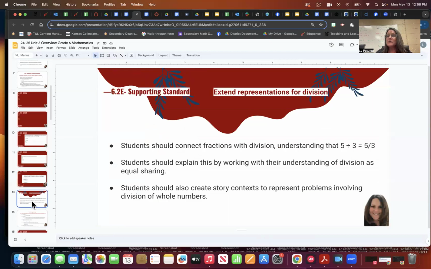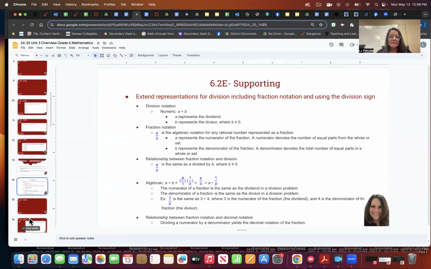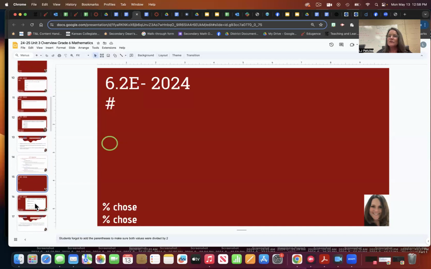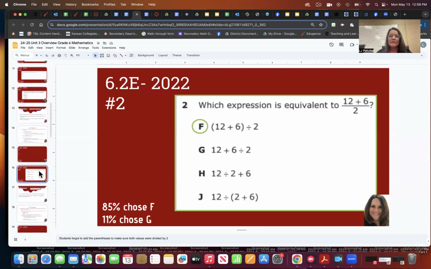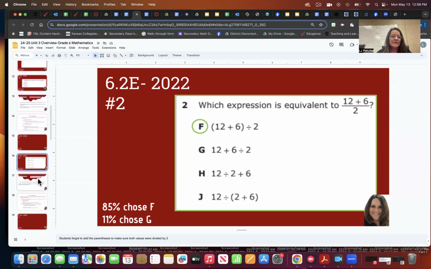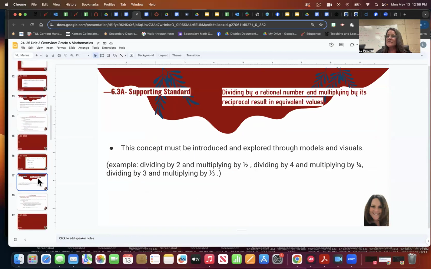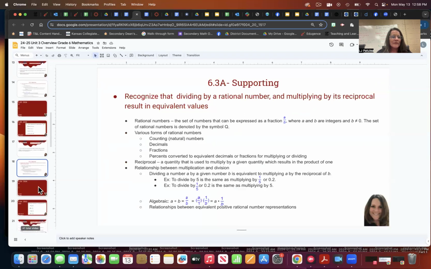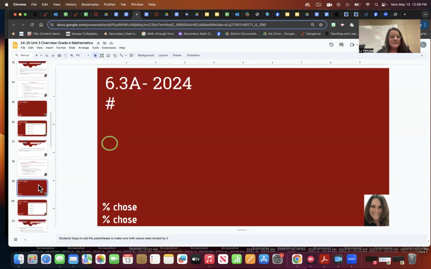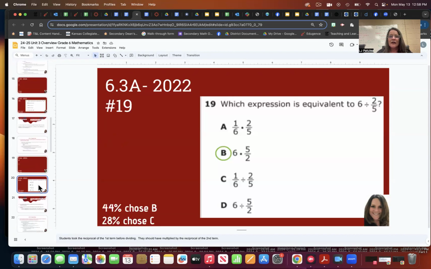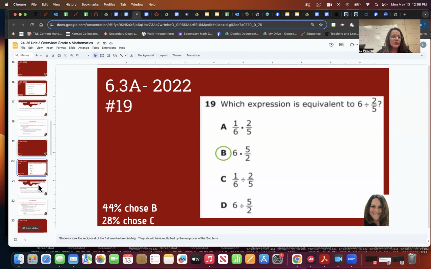Okay. Now we have our supporting standard, 6.2e, extended representations for division. And then we have the 2024 question, which is coming. It was last tested in 2022 as a multiple choice with 85% of students getting it correct. 6.3a is the next supporting standard, dividing by a rational number and multiplying by its reciprocal, resulting in an equivalent value. We'll get to 2024 if it was tested. It wasn't tested in 2023, but it was tested in 2022 with 44% getting this question correct.